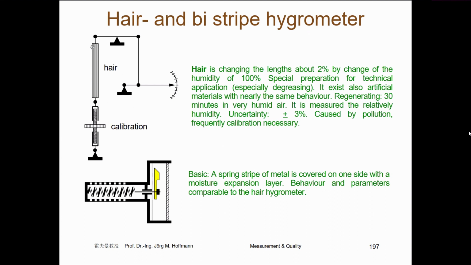When it is clean, you have an uncertainty of roundabout 3%. For industrial applications, it is okay, but the problem is the pollution. Therefore, this principle is mostly used for home applications. When you buy a humidity measurement device for your home, it can be that this is in it, but today normally not anymore with natural hair. Today we have special materials here.